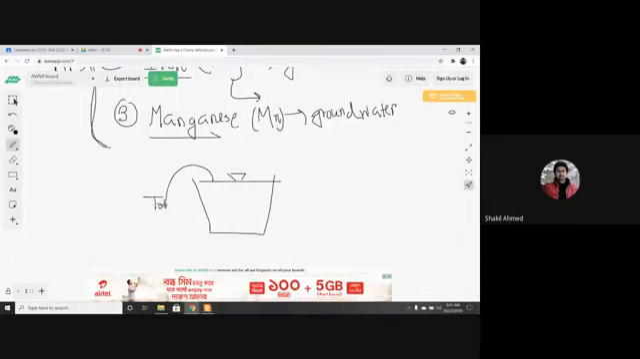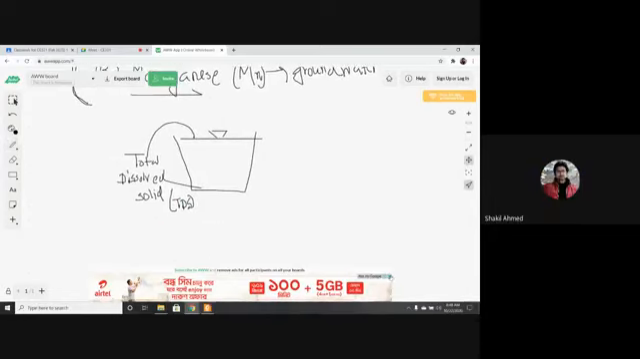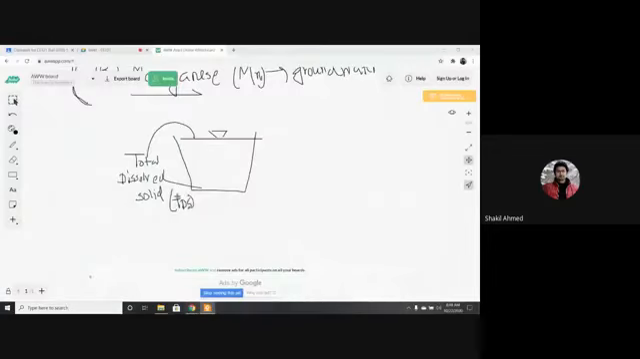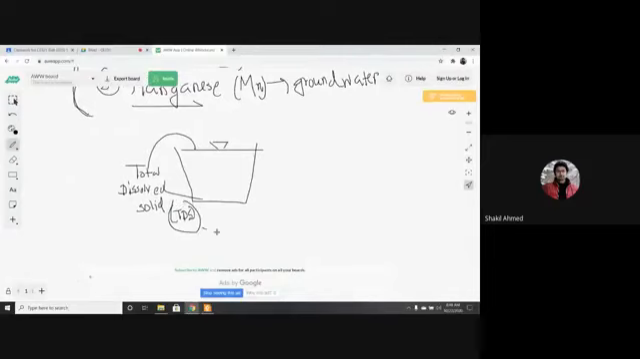Total dissolved solid, or just TDS. How much solid is dissolved? So basically, this TDS gives you an idea of salinity. Now, if someone asks how we measure salinity in water, your answer is by measuring TDS. Clear?